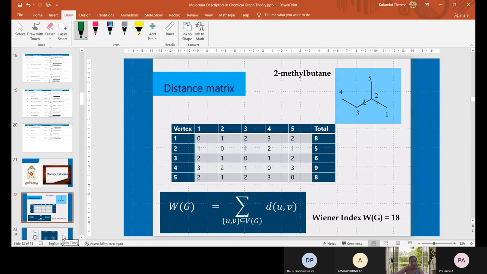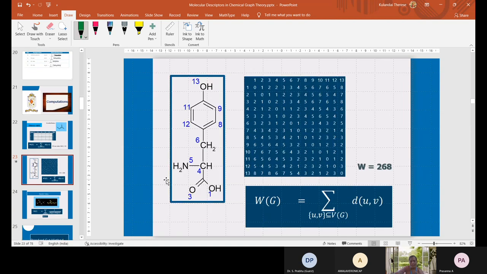The direct method is useful when you have a simple chemical graph. See that this is a chemical graph. For this chemical graph, you need that manual calculation. It will take extra time.